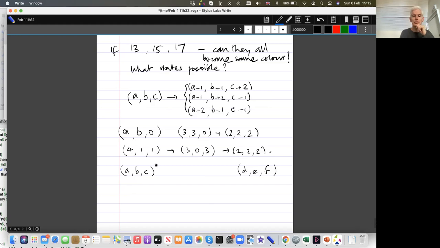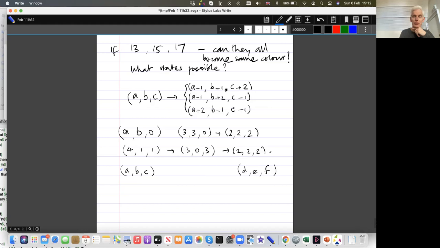Supposing I go from A, B, C to A minus 1, B minus 1, C plus 2, and then I subtract 1 from this and 1 from this, and add 2 to this. That'll get me to A plus 1, B minus 2, C plus 1, and then I can do a third one and get back to where I started. As long as at least one of these things is at least 2.